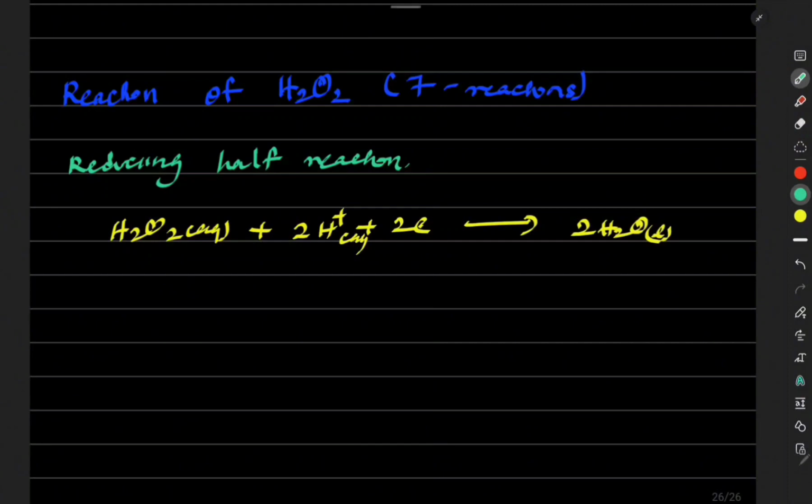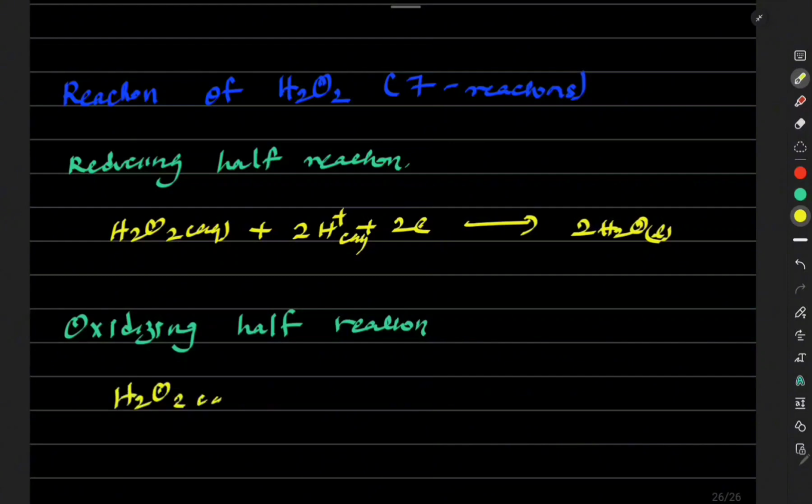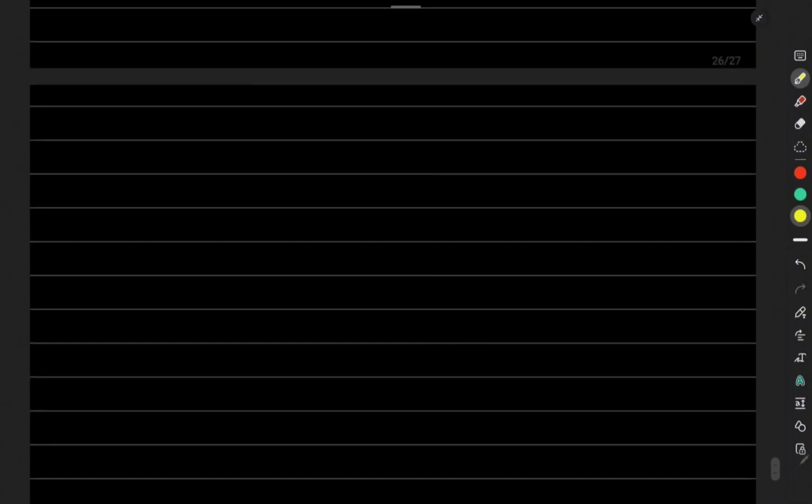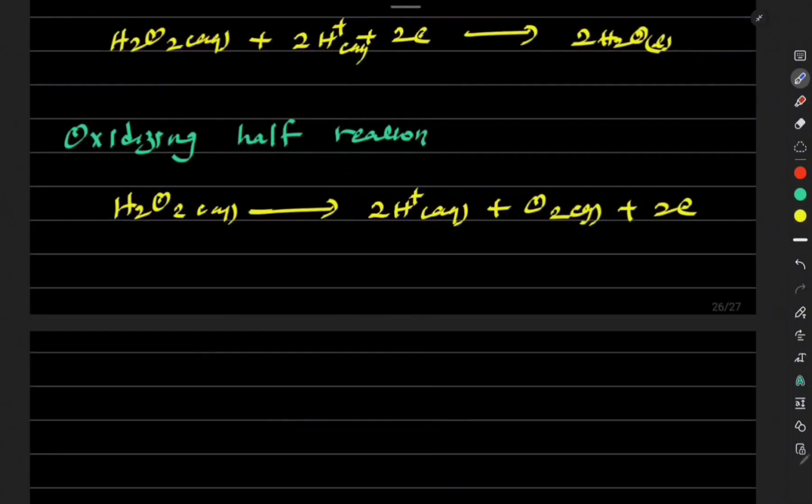Now let's look at the oxidizing half reaction: H2O2 aqueous forms 2H plus aqueous plus O2 gas plus 2 electrons. This is the oxidation half reaction of hydrogen peroxide. Now let's look at the disproportionation reaction of hydrogen peroxide. Let's write it down.